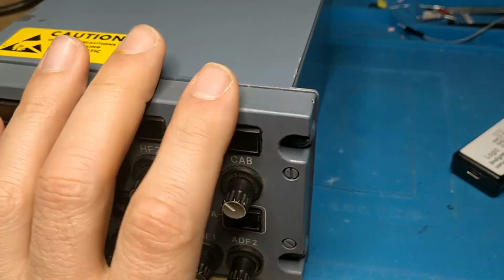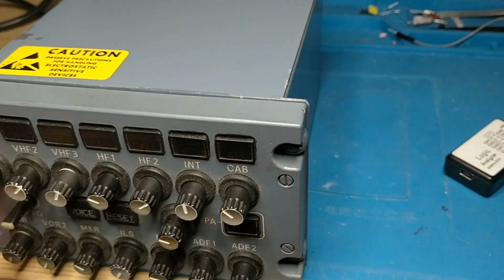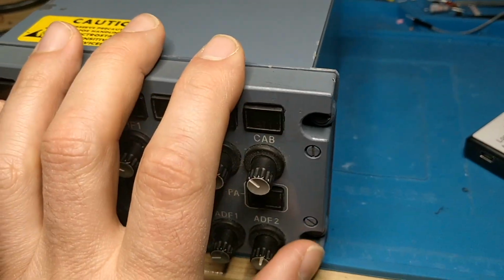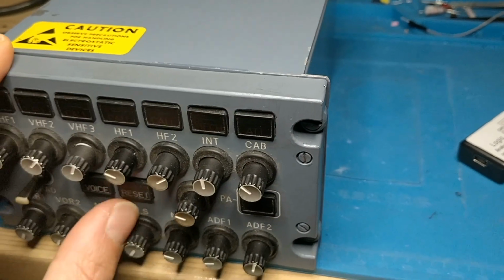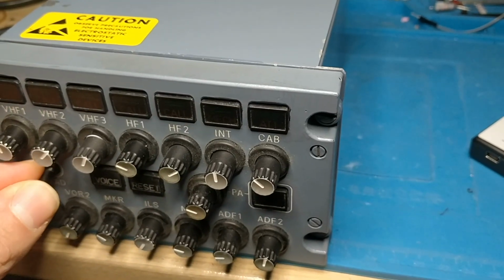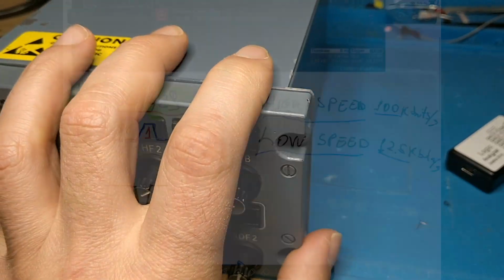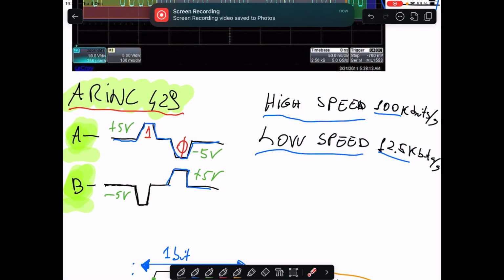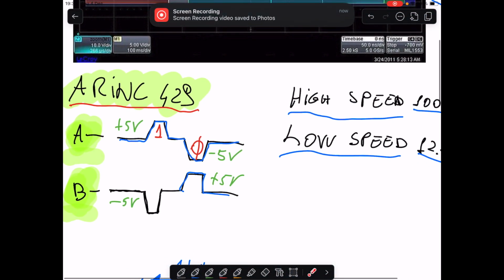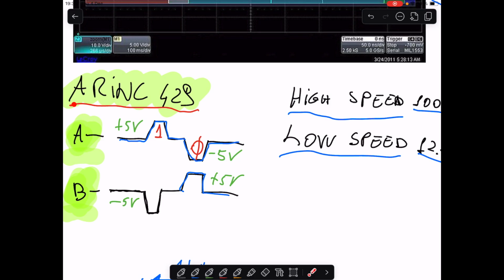How to decode the ARINC 429 data: the label, the SDI, the word itself, the SSM, and the parity. So first of all, before going to the bench, let's see what this ARINC 429 is.